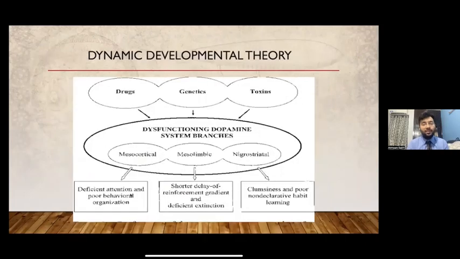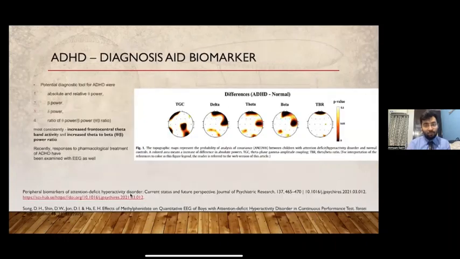Then finally, the latest theory is the dynamic developmental theory. It takes all the factors into account. And in this, drugs, genetics, and toxins all can in some way lead to dysfunctioning dopamine system branches, namely the mesocortical, the mesolimbic, and the nigrostriatal branches. Mesocortical dysfunction leads to inattention and poor behavioral disorganization. Deficits in the mesolimbic pathway lead to shorter delay of reinforcement gradient and efficient extinction, and nigrostriatal deficits lead to motor hyperactivity and clumsiness. So this was all about the theories.